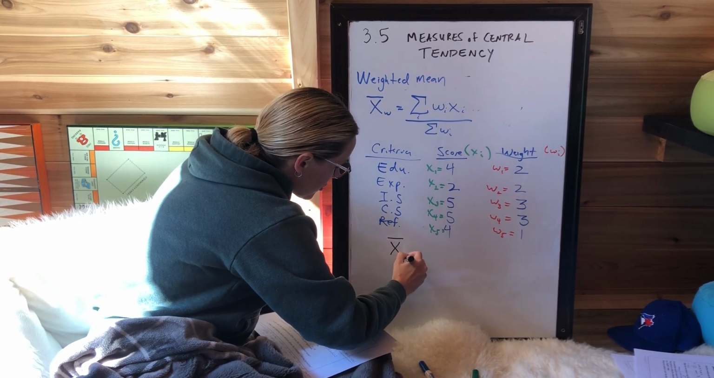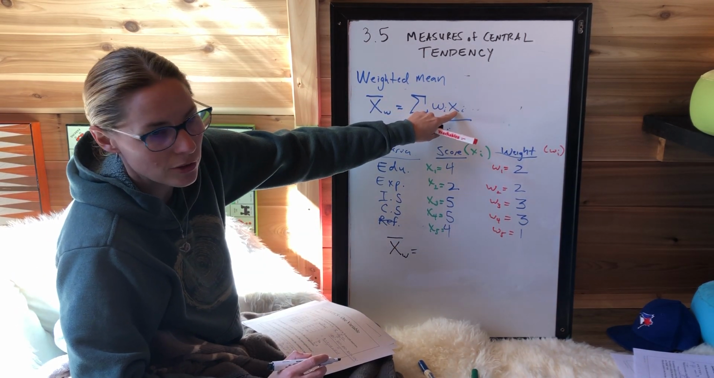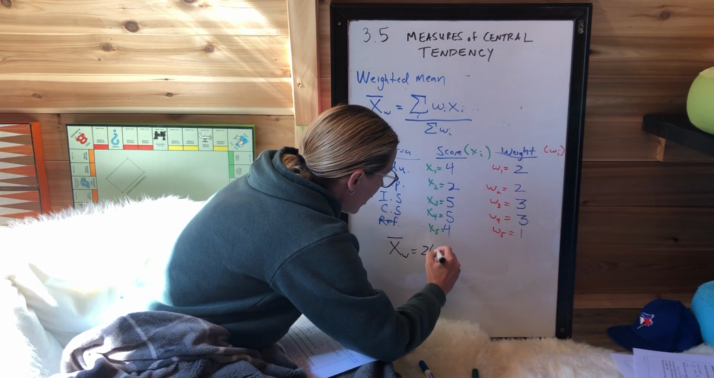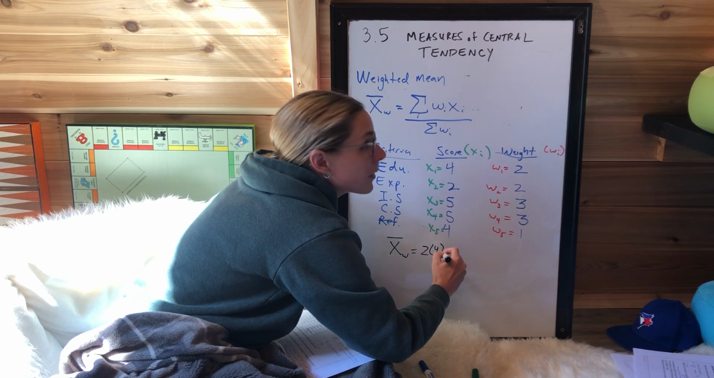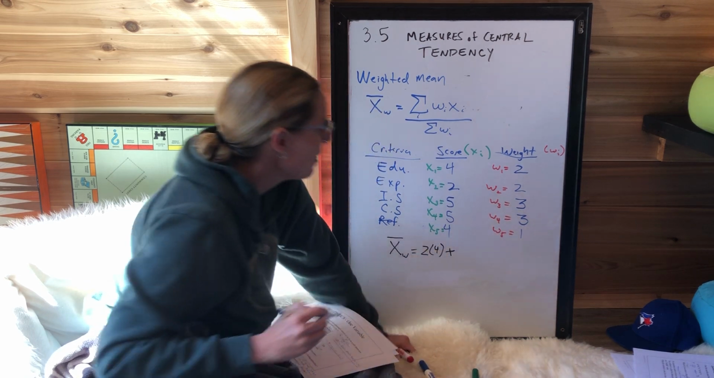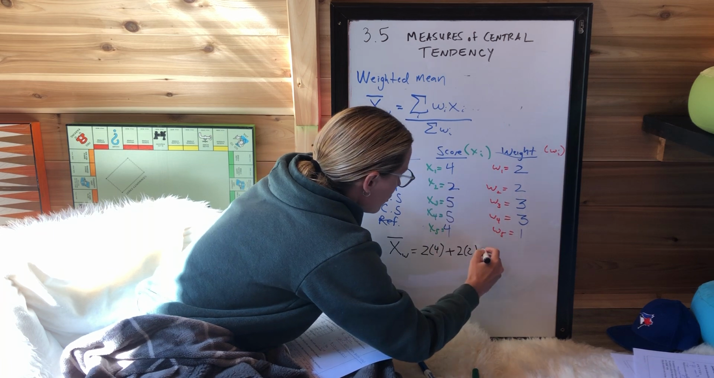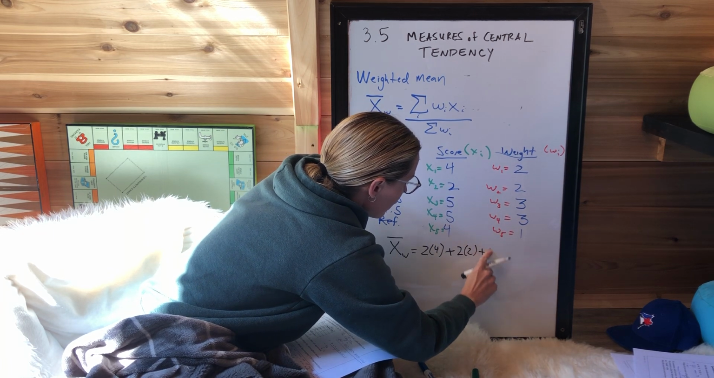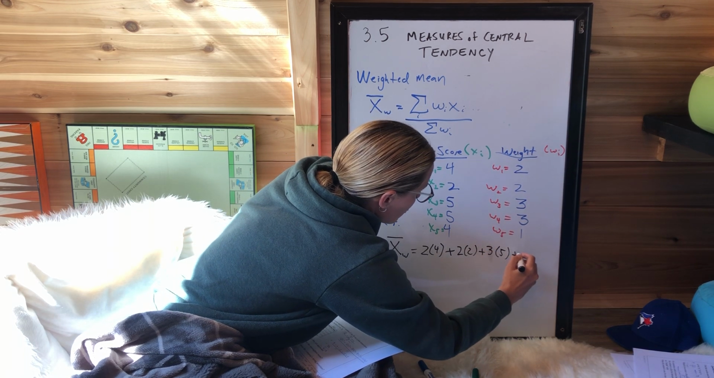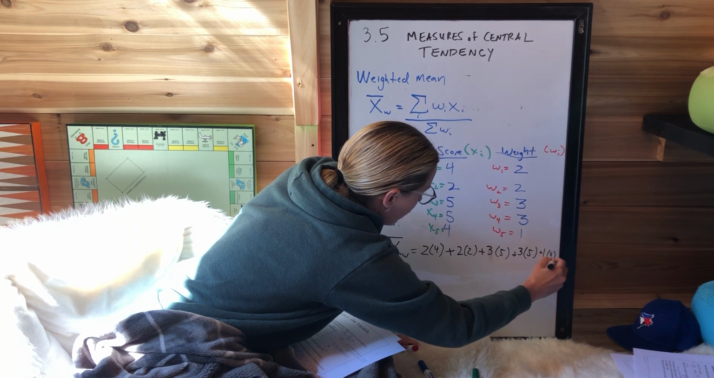To find this average, this weighted average, you do the sum of all the weights multiplied by their X value. So you would do your first weight, 2, multiplied by its X value, 4. Okay. And then you will add that to the next. You have a weight of 2 with an X value of 2. Add that to a weight of 3, an X value of 5. Add that to a weight of 3, X value of 5. Add that to a weight of 1, X value of 4.